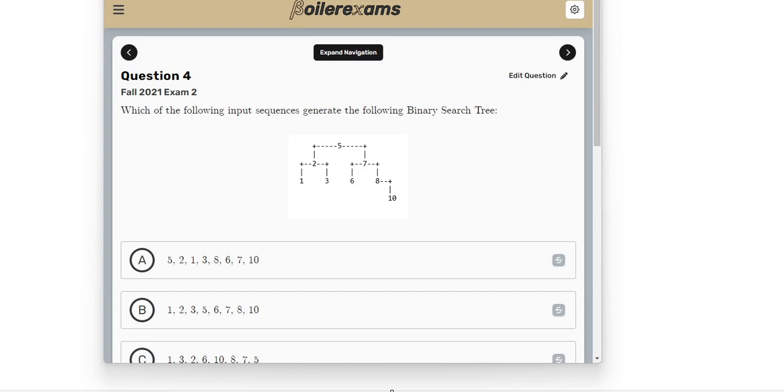In general, in binary search trees, the way that we insert values is that we first look at the root value and we compare the value that we want to insert to the root. If the value is greater than the root, then it goes to the right subtree. If the value is less than the root, then it goes to the left subtree.